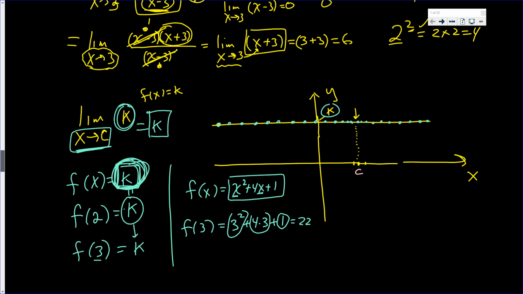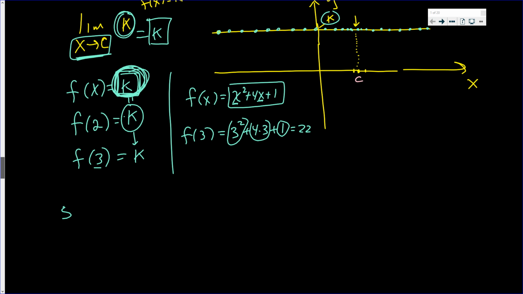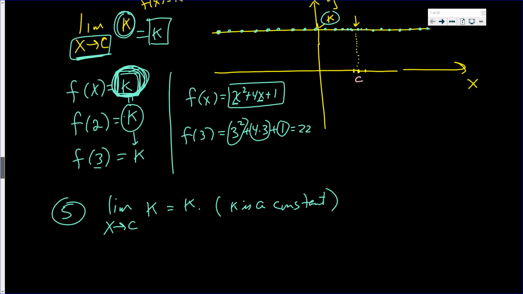So that's a rule. I think we're up to rule number 5. The limit as x goes to c of a constant is equal to the constant. K is a constant, like 7 or pi or e squared.